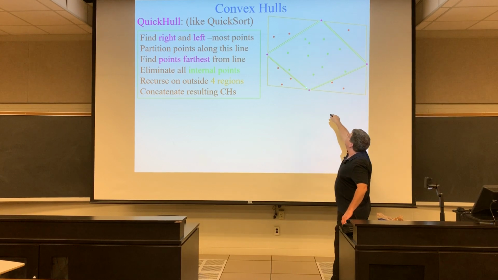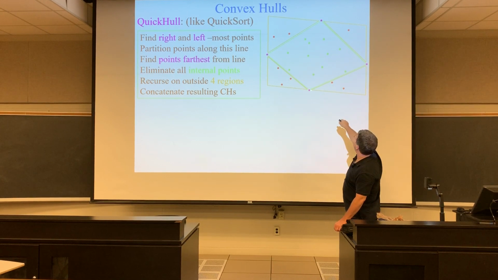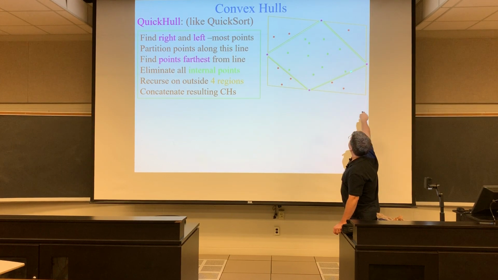So the convex hull of each region will always consist of this long line between the purple points that are part of each set that we're recursing on. So these two purple points are part of this set. These two purple points are part of this set here. These two purple points are part of this set. And one of the lines of the convex hull will always be that long line here, then a bunch of other lines going around, whatever the convex hull is.